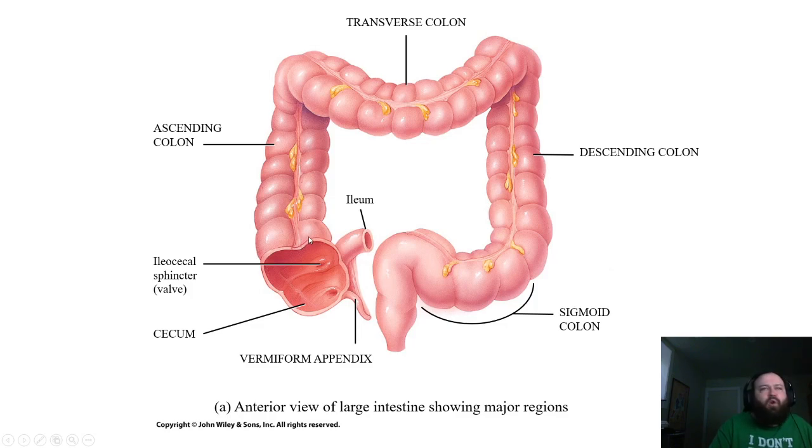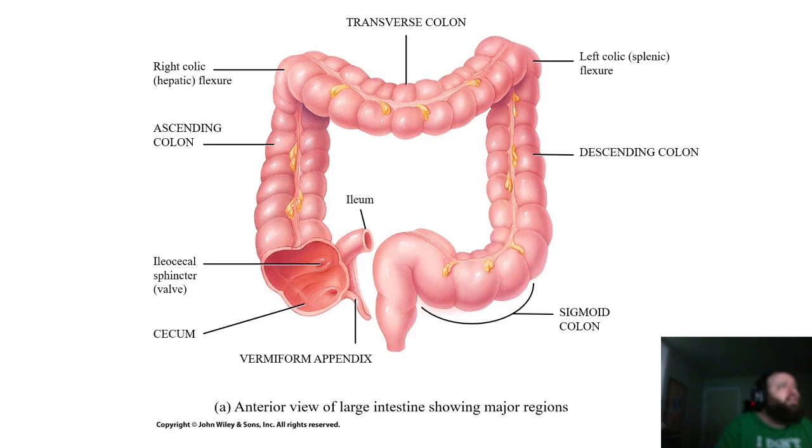The colon has four parts. There's the ascending colon, which is moving superiorly. The transverse colon, which is moving laterally from the right side of the body to the left. Then the descending colon, which is moving back down inferiorly. And then it curves towards the midline again through the sigmoid colon. So the four components of the colon: the ascending colon, the transverse colon, the descending colon, and the sigmoid colon.